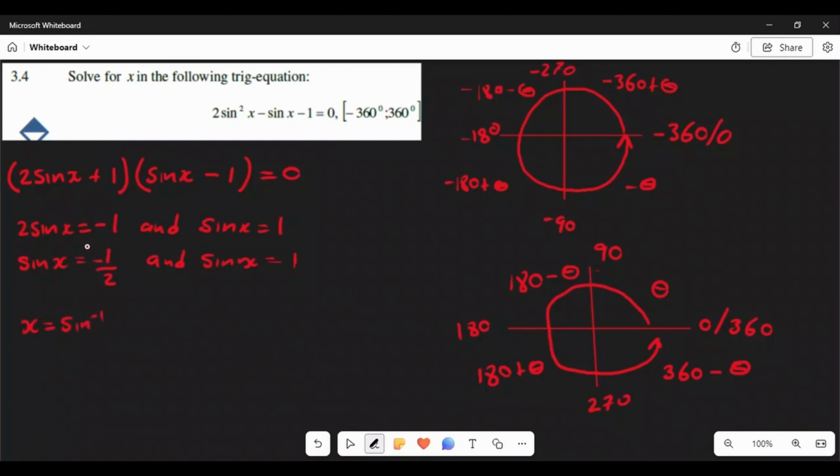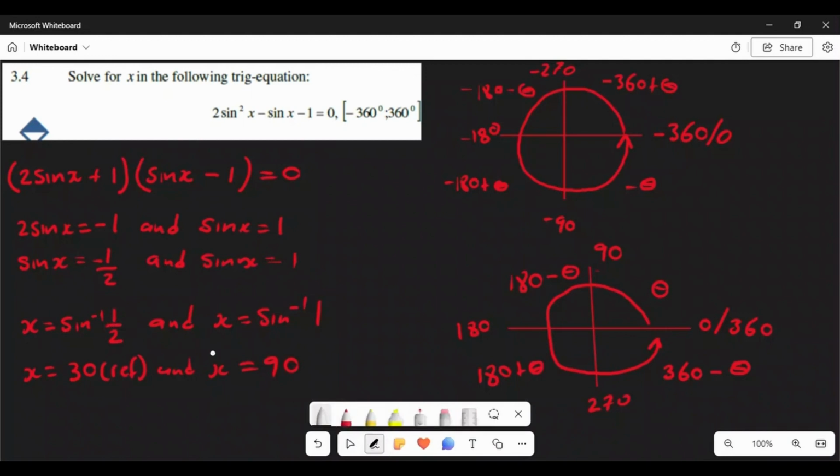Never mind the negative, just put half there, because you're trying to find the reference, guys, right? And then here also we're just going to say x equals arcsine 1, right? So we know that this is going to give us 30. In this case, this 30 is actually a reference, right? Even here we're going to have 90.